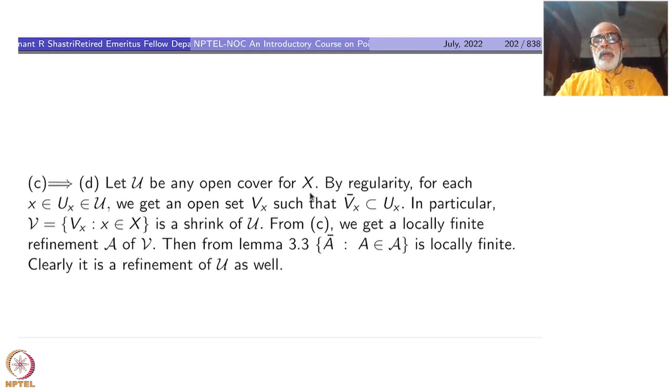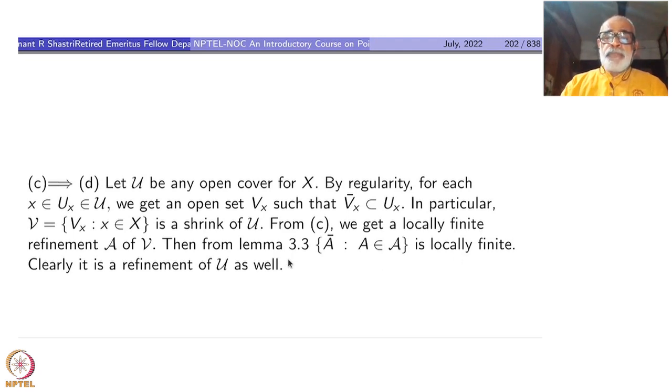Let U be any open cover. By regularity, for each x belonging to Ux inside U, we get an open subset Vx such that Vx bar is inside Ux. In particular, if you take all the Vx's as x ranges over X, this is a shrinking of U. Vx bars themselves are contained inside Ux. From hypothesis C, we get a locally finite refinement A of V, which I am calling curly A. Then from Lemma 3.3, the closures of A, as A belongs to curly A, are locally finite. Precisely, if you have a locally finite family of subsets, then their closures are also locally finite.